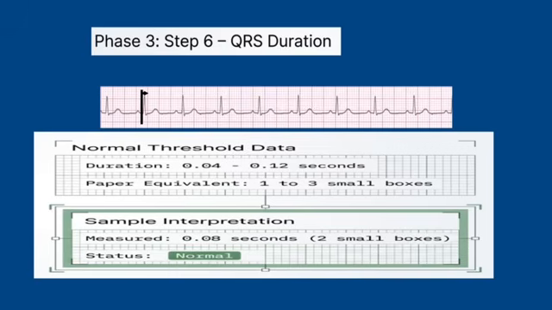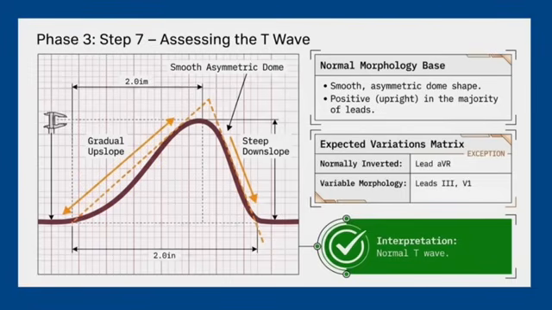Then step 7, assessing the T wave. As you can see, the T wave is smooth, asymmetric, dome-shaped, and it is usually positive, upright in the majority of leads. It is normally inverted in lead aVR, as we mentioned previously, and sometimes has variable morphology in lead V1 and lead 3. So the interpretation here, this is normal T wave.